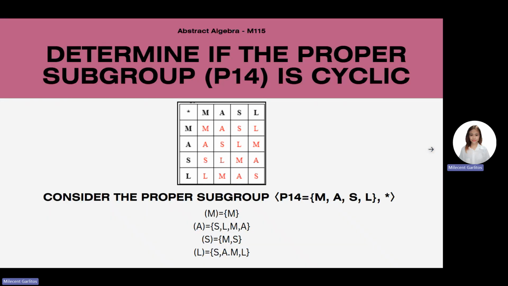So determine if the proper subgroup P sub 14 is cyclic. So consider the proper subgroup P sub 14, which is the set of M, A, S, L under binary operation star. We have M generates M, A generates S, L, M, A, S generates M and S, and L generates S, A, M, L.